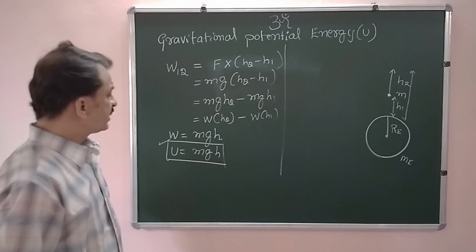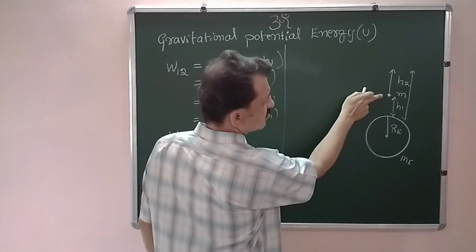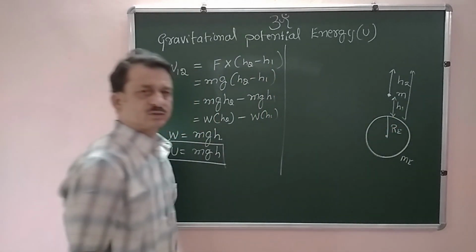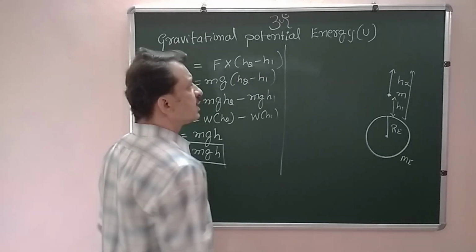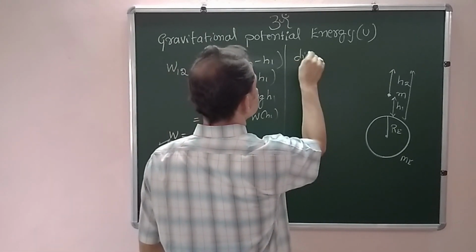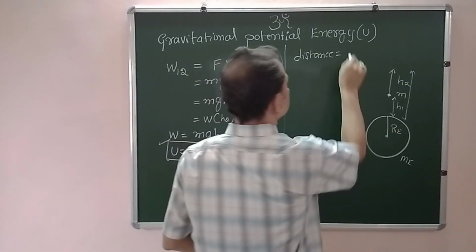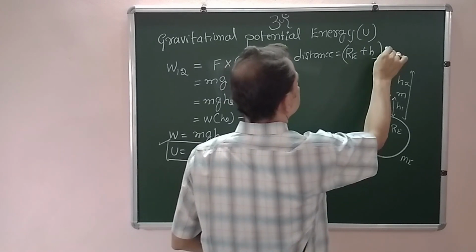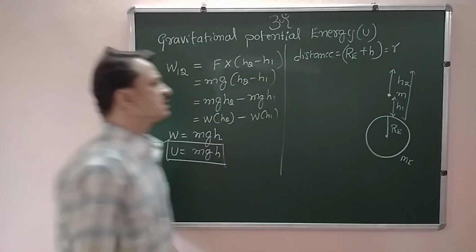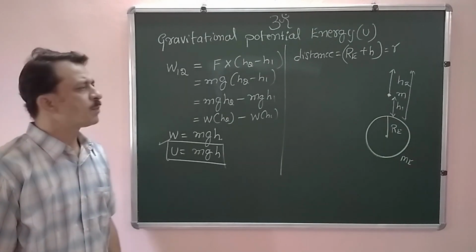Now another way of finding the gravitational potential energy is this. We have a point mass which is at height h1. Now what is the distance of the point mass from the center of the Earth? The distance is equal to the radius of the Earth plus h. Now onwards let me call it small r.